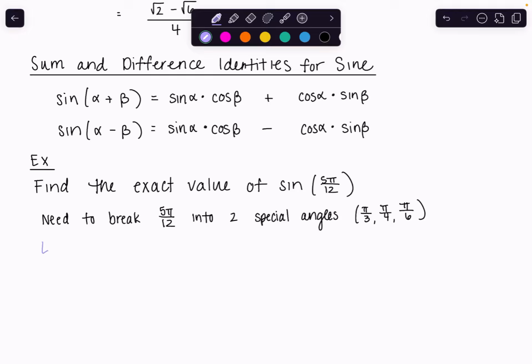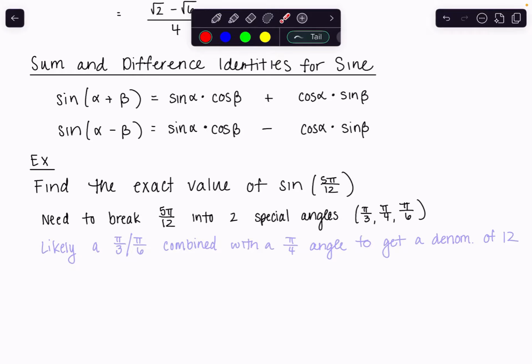So this is likely a pi over 3 or pi over 6 combined with a pi over 4, to get the common denominator of 12, okay? So if I pair 4 with 3 or with 6, the common denominator would be 12. So I could say I'm going to have pi over 3 plus something, but I'm going to say, well, definitely there has to be a pi over 4 involved to get 12.